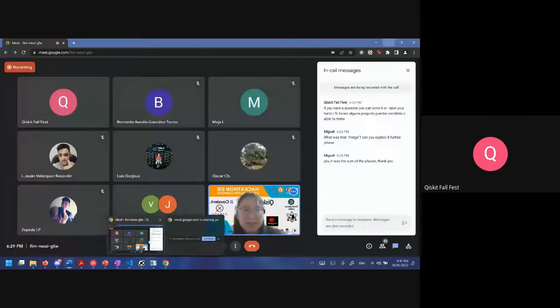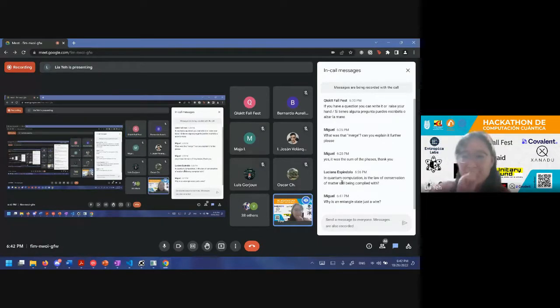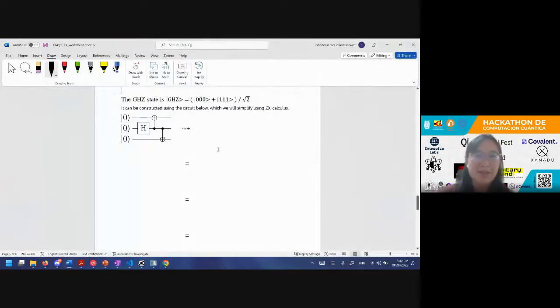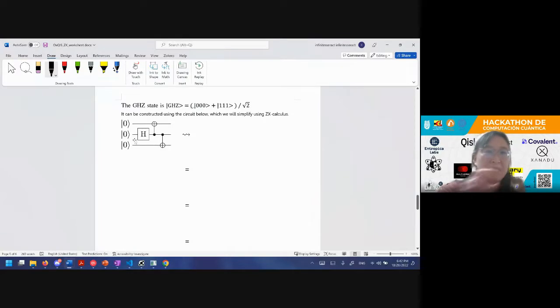We had a question. The question is, in quantum computation, is the law of conservation of matter still being complied with? Yeah. Well, you're not changing any matter here. These are all states of qubits. So here you're not doing anything to not conserve matter. What we're manipulating in quantum computation is the states of the qubits. You can initialize the state to something that you know, but you're not deleting the existence of any matter or creating new matter here.